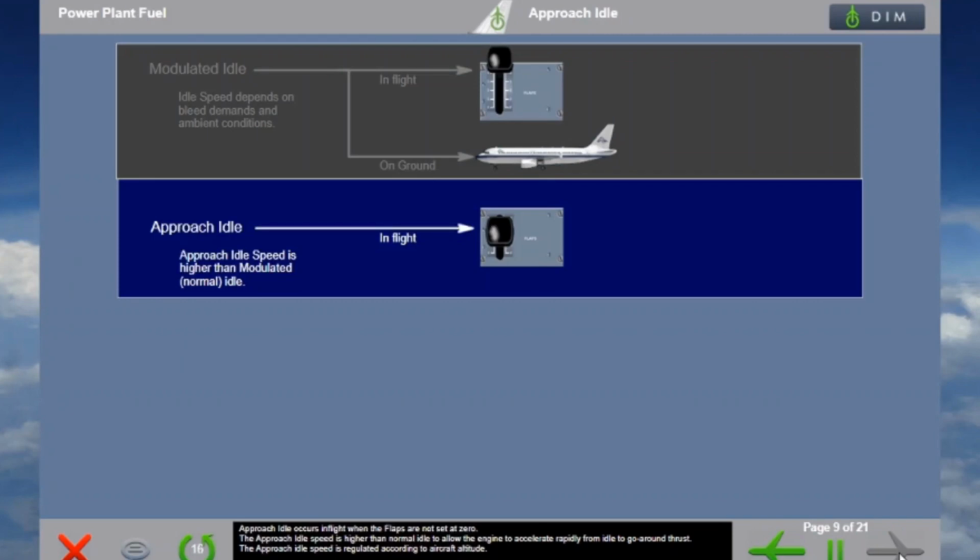Approach idle occurs in flight when the flaps are not set at 0. The approach idle speed is higher than normal idle to allow the engine to accelerate rapidly from idle to go-around thrust. The approach idle speed is regulated according to aircraft altitude.